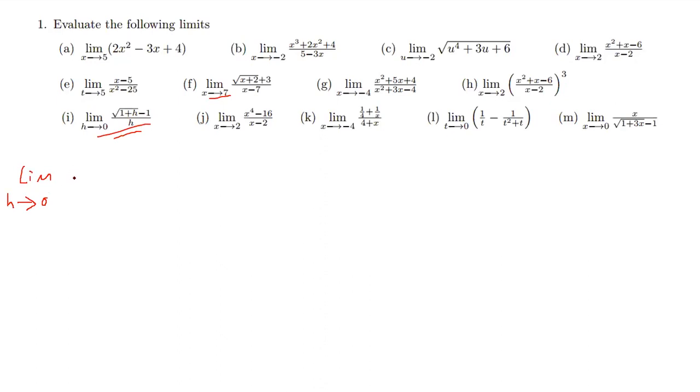So this is going to be the root of 1 plus h, then minus 1, everything divided by h. We multiply this with the conjugate. The conjugate there is going to be the root of 1 plus h. We're going to change the sign there to be a plus now. Then everything divided by the same root of 1 plus h, plus 1.